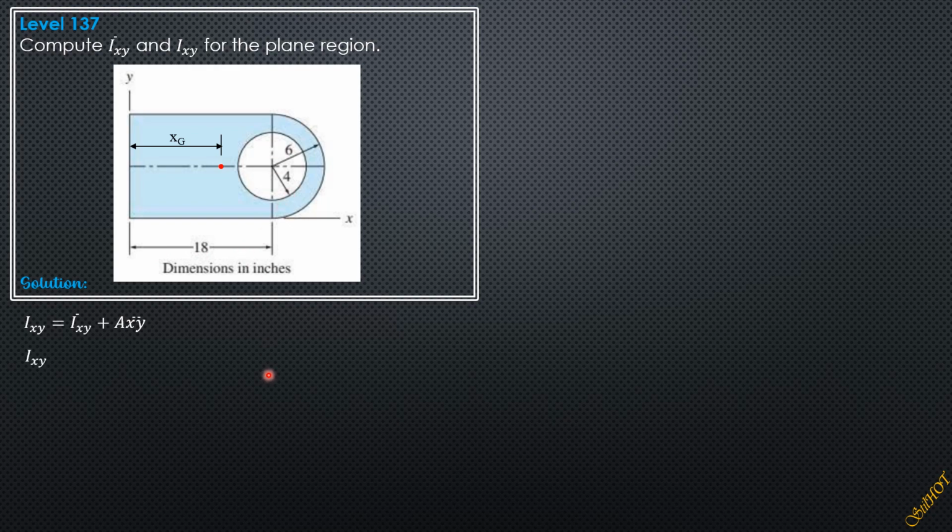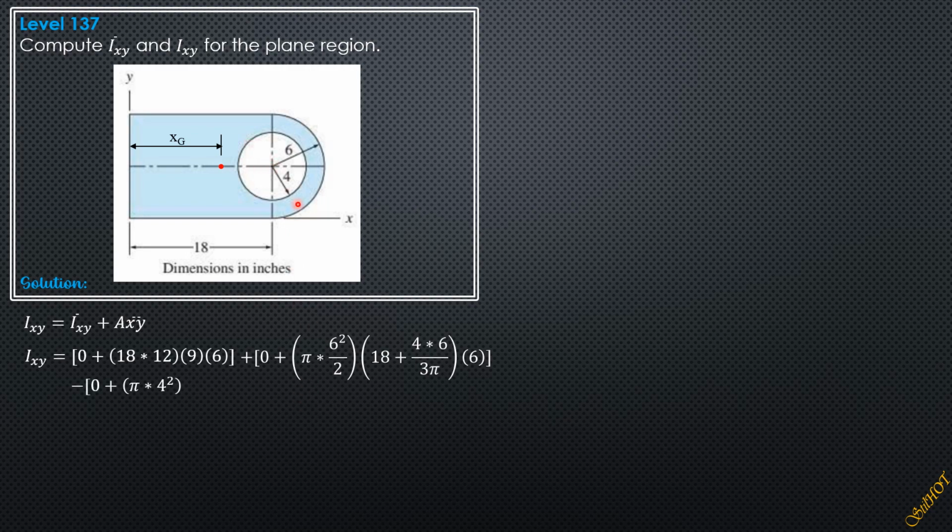So Ixy for the rectangle is 0 plus area 18 times 12, bar x is 9, bar y is 6. Then plus the semicircle: I bar xy is 0, then plus area pi times 6 squared over 2. Bar x is 18 plus 4r, 4 times 6 over 3 pi. Bar y is 6. Then for the circle, minus 0, then plus pi times 4 squared over 2, bar x is 18, bar y is 6.